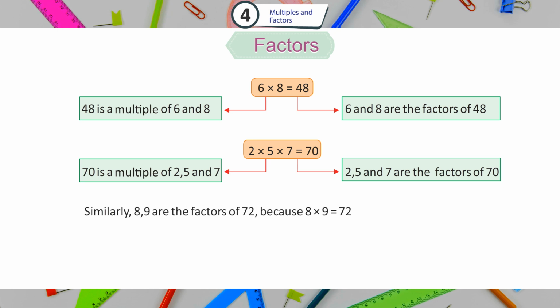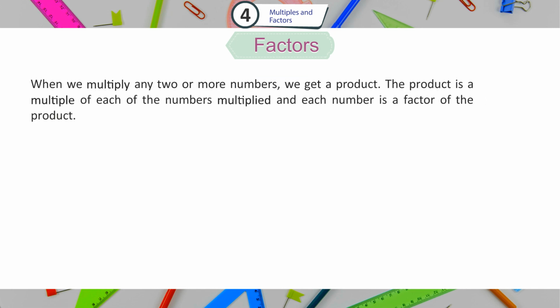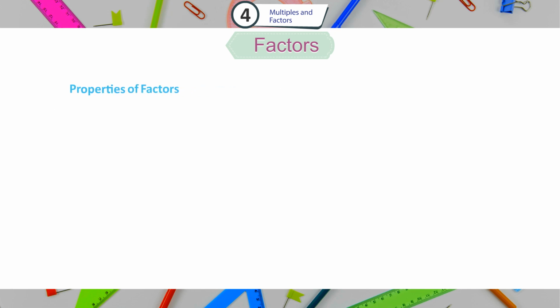Similarly, 8, 9 are the factors of 72 because 8 into 9 is equal to 72. 2, 3, 5 are the factors of 30 because 2 into 3 into 5 is equal to 30. When we multiply any 2 or more numbers, we get a product. The product is a multiple of each of the numbers multiplied, and each number is a factor of the product.